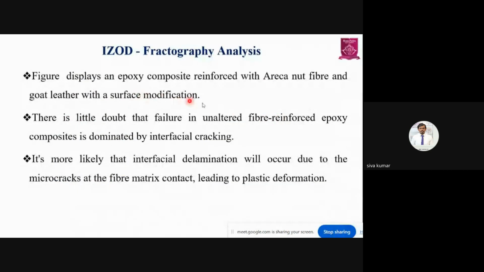And these are some significant points of the Izod fractographic analysis. It displays epoxy composite reinforced with arecanut fiber and goat leather with surface modifications, and there is a small amount of failure. The untreated fiber reinforced epoxy composite is dominated by interfacial cracking.